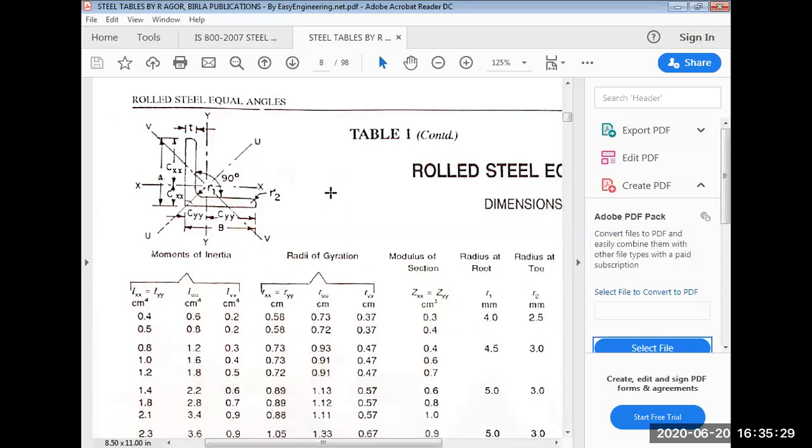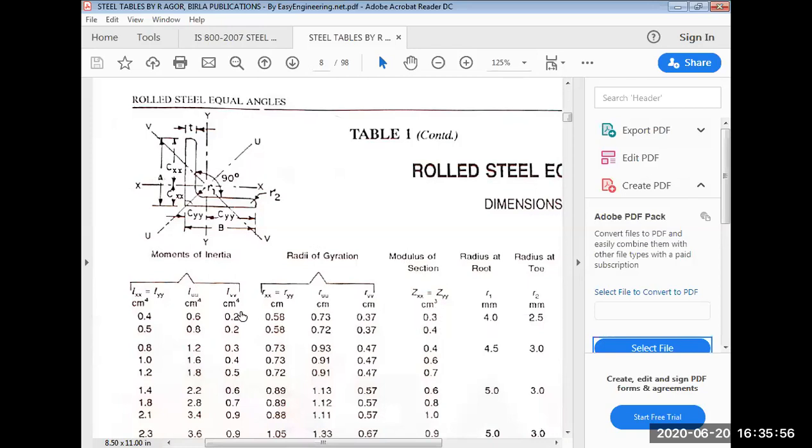Till date we have seen only Ixx and Iyy, moment of inertia about x axis and y axis. But due to rotational moment, if the rotation comes on the structure, then you have to consider VV and UU also. That is given for this section also. Then radius of gyration RXX, RYY, RUU, RVV. Then modulus of section Z in centimeter cube.